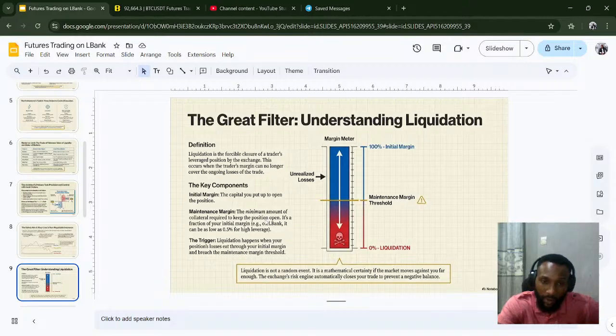Then the maintenance margin, the minimum amount of collateral required to keep the position open. You know what collateral damage is now. So I'm sure you guys have watched that movie.